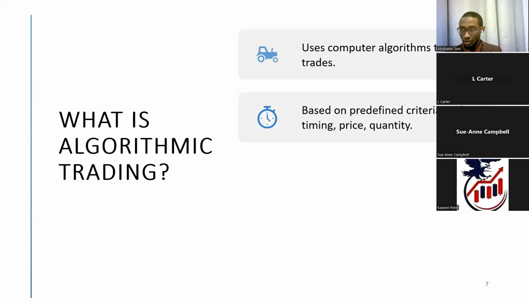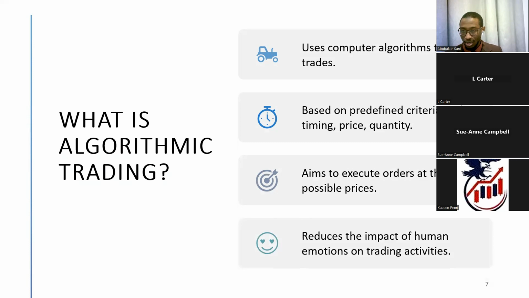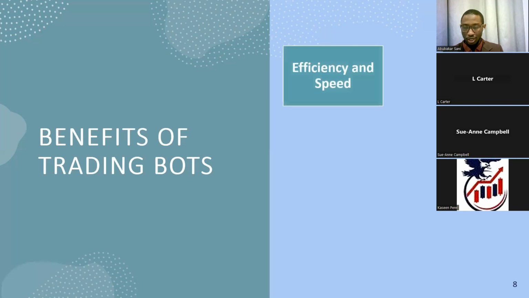And these algorithms are going to follow a certain timing and pricing that we are going to explicitly explain to it. Our aim is to execute orders at the best possible prices so that we can reduce the impact of human emotions on trading activities. As I've mentioned in the previous workshops, from the scientific data that was obtained, 90% of success and failure rate is associated with the emotional states of traders. So if you can reduce this impact of emotion, you are guaranteeing an increase in your success rate. And that's where the bots come into play.